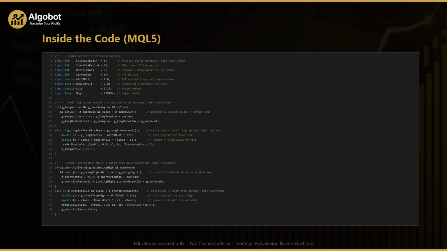The short block is the exact mirror. It arms when there's no short active, a swing high is confirmed, the trend reads down, and the bar pierces above the swing high and closes above it. When a later bar closes back below that level, the stop is placed above the trap high, the take profit at the reward multiple of the risk, and trade.sell places the order. Notice both sides carry a stop and a target from the moment they enter.